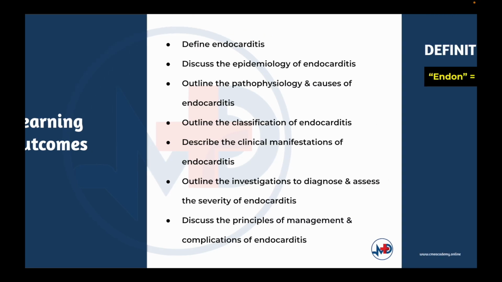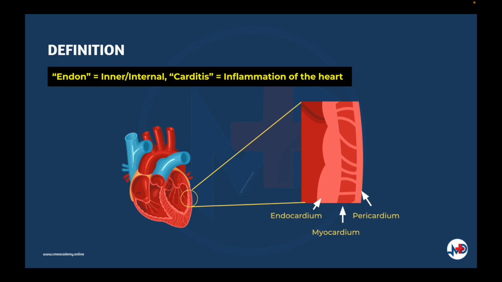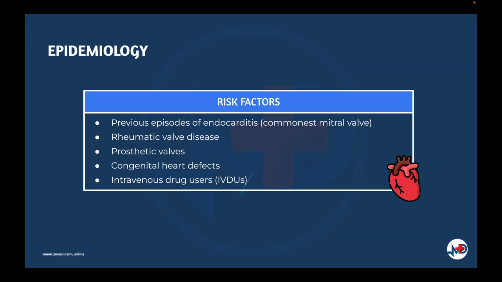Let's get started. The term endocarditis is derived from the ancient Greek term endon, which means inner or internal, and carditis, which refers to the inflammation of the heart muscles. Endocarditis is the infection of the endocardial surface of the heart involving one or more valves. The strongest risk factor for developing infective endocarditis is a previous episode of endocarditis.